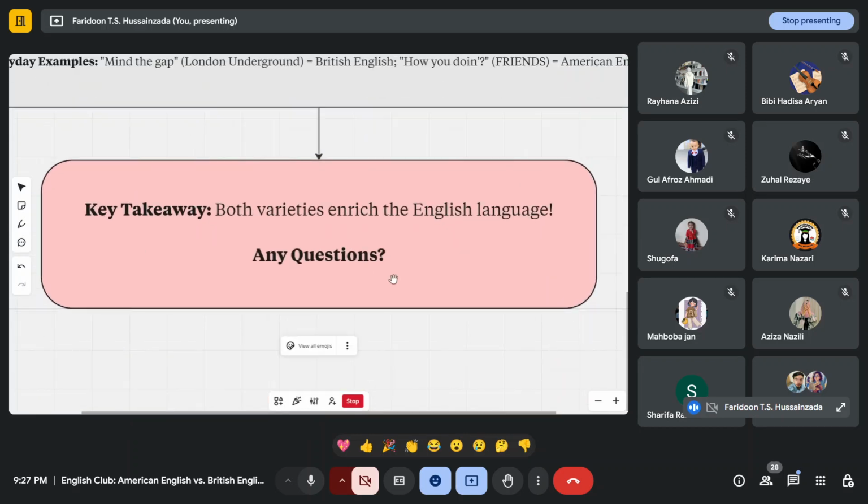And the key takeaway, everyone, that you should remember is this: both varieties enrich the English language. Both varieties are the reasons that English is what it is today. Without British English, American English would not be here. Without American English, British English would have been lost a long time ago. Both of these are working hand in hand to improve the language and, of course, keep it alive for generations to come.